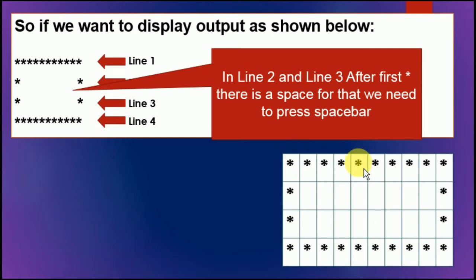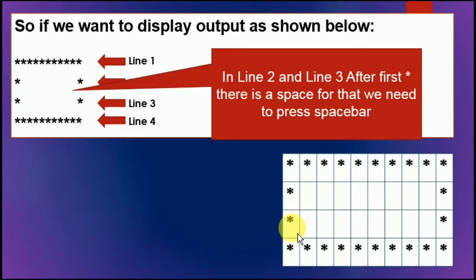So 1 2 3 4 5 6 7 8 9 10 stars I put, and in the same way in the fourth line also I put 10 stars, and in the second and third line I put the first star, then space, and space means we are going to press the space bar. How many spaces are there? 1 2 3 4 5 6 7 8 spaces, and after that 1 star again.